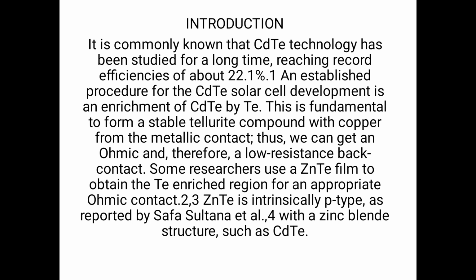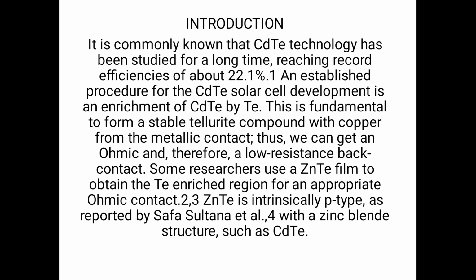It is commonly known that CdTe technology has been studied for a long time, reaching a record efficiency of about 22.1%. An established procedure for CdTe solar cell development is an enrichment of CdTe by Te. This is fundamental to form a stable telluride compound with copper from the metallic contact. Thus, we can get an ohmic and therefore a low resistance back contact.